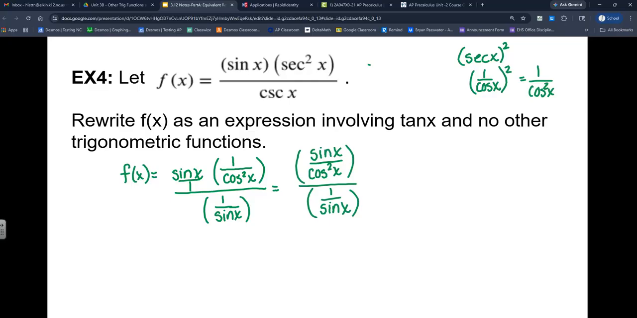And now, anytime you have a complex fraction, you're probably going to need dividing fractions, easy as pie. Flip the second and multiply. So sine x over cosine squared x times sine x over 1. Are you starting to see it? Anybody see where we're going? Because we've got to get tangent. What do you think?